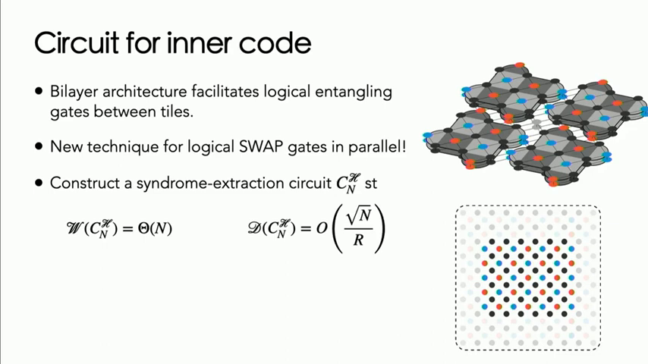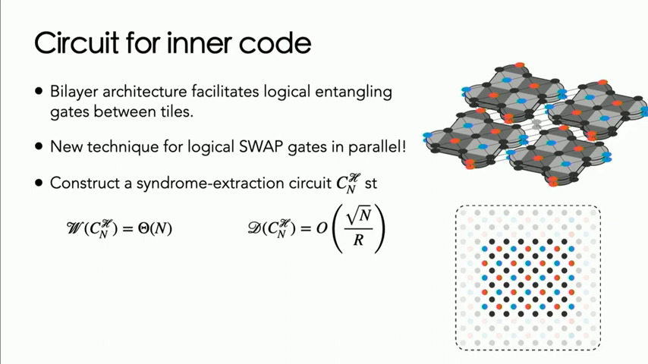Furthermore, the depth of the circuit scales as square root of n over r. Okay? So if you're not interested in the setting where you have non-local gates, you can let r equal 1 and everything still holds.